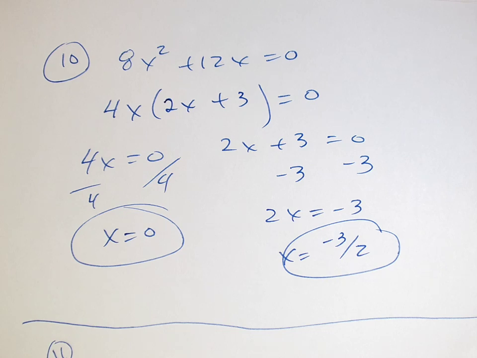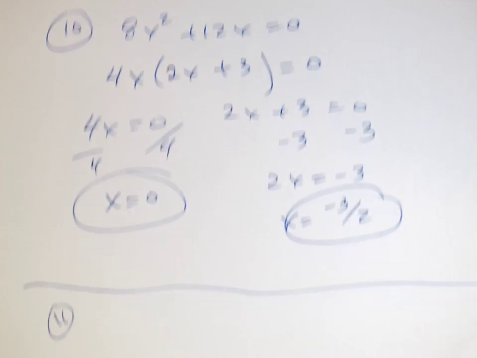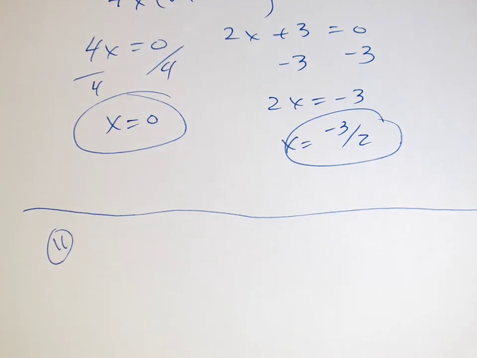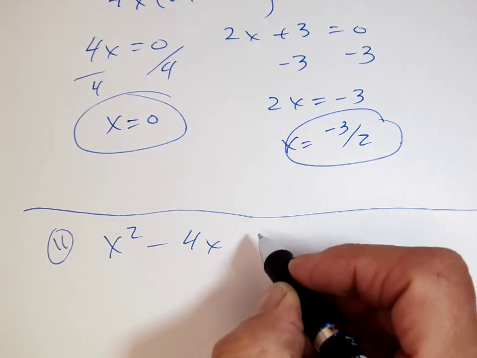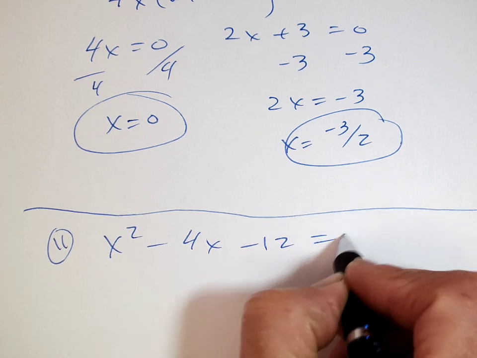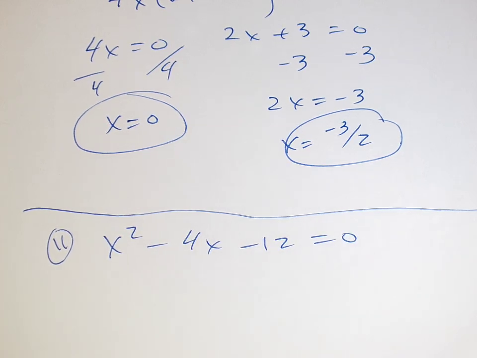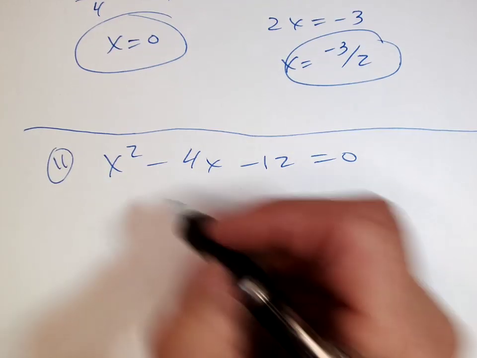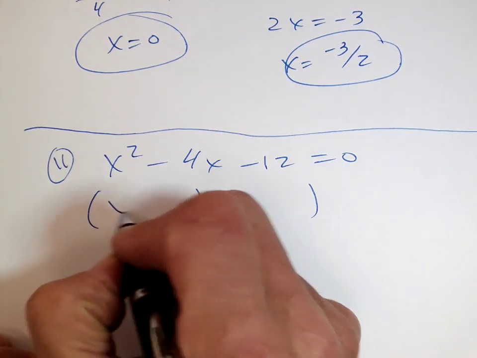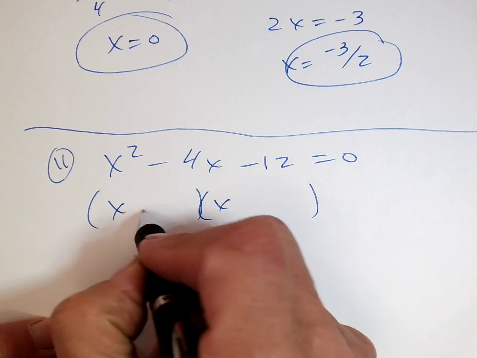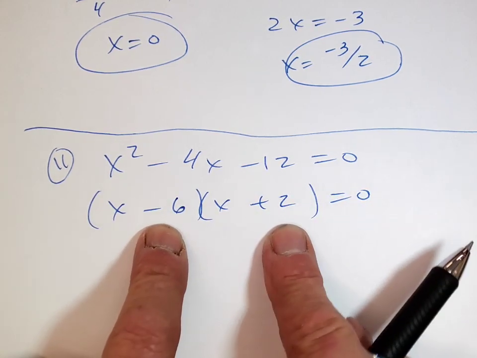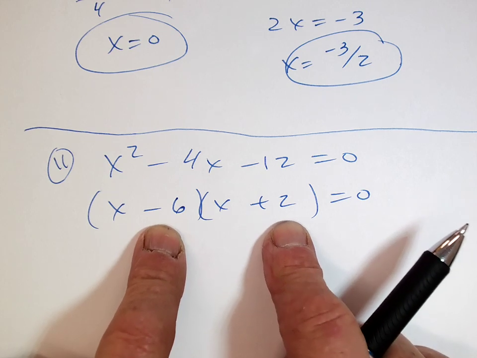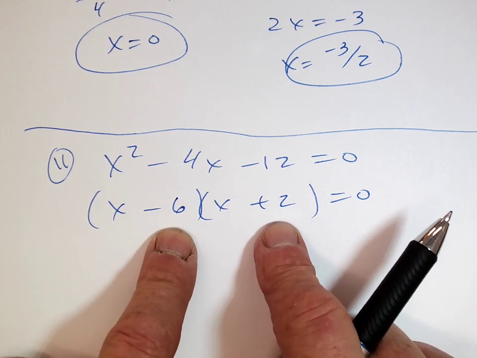Okay, slide it up a little bit, and I'll write down 11, okay? All right, 11. I have x squared minus 4x minus 12 equals 0. And again, we're looking for zeros, so we're going to factor. Yeah, slide it up. Okay, we're going to go x and x minus 6 and positive 2, because negative 6 times 2 is negative 12. But when I add them, or do my double smiley, I'll get a negative 4.